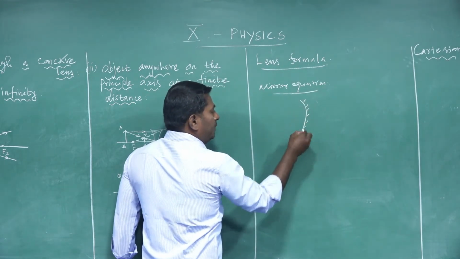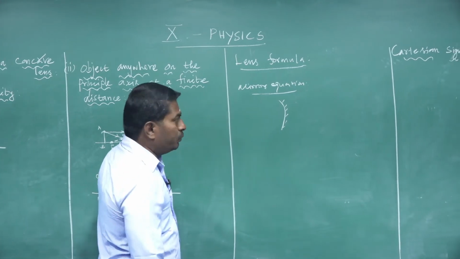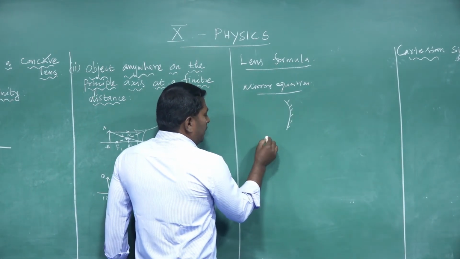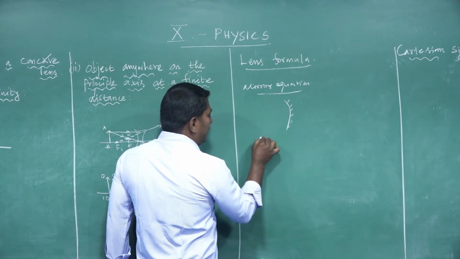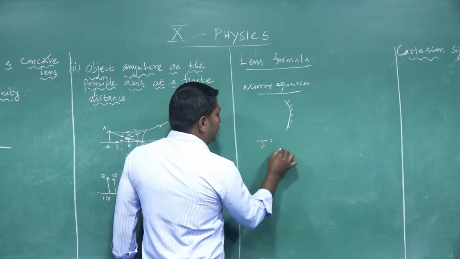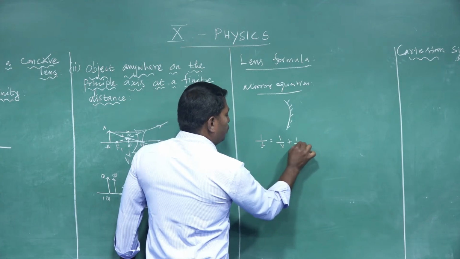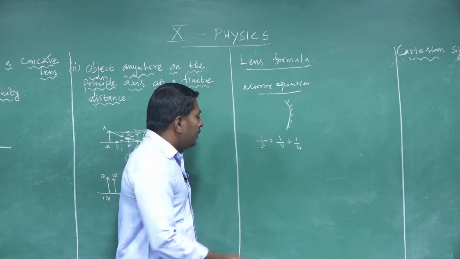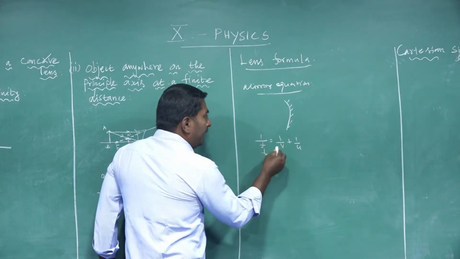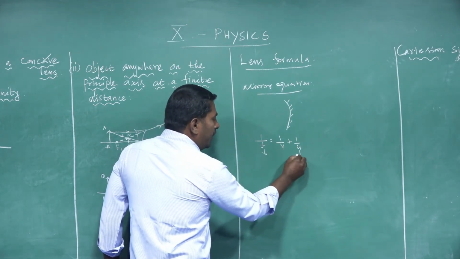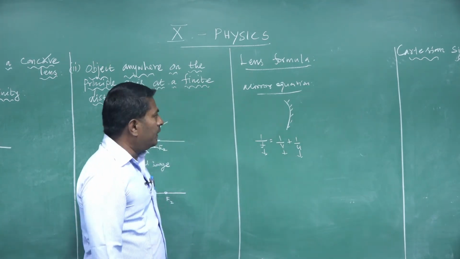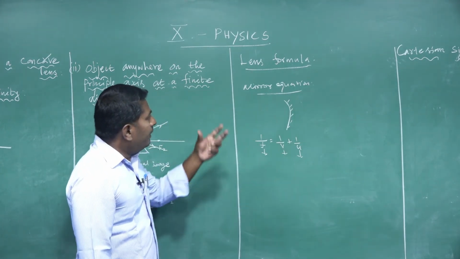It is one of the spherical mirrors, the concave mirror. That concave mirror has an equation, that is the mirror equation: 1 divided by f is equal to 1 divided by v plus 1 divided by u. There is a simple relation connecting the focal length of a spherical mirror, the object distance of a spherical mirror, and the image distance of a spherical mirror. In the same case, the lens formula.